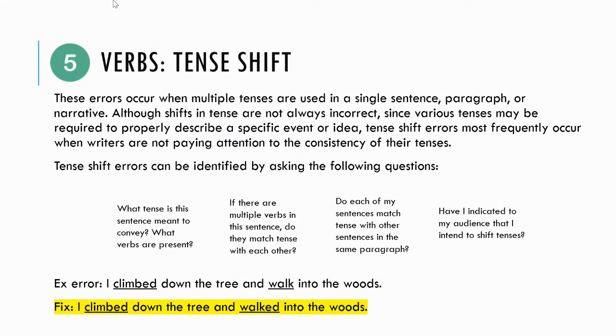An example of a tense shift error is, I climbed down the tree and walk into the woods. This can be fixed by modifying the tense of either verb so that they are the same. I climbed down the tree and walked into the woods. Notice how walk became walked to agree with the past tense climbed. Climbed could also have been modified to agree with the present tense walk. The main thing to note is that they are now the same tense.